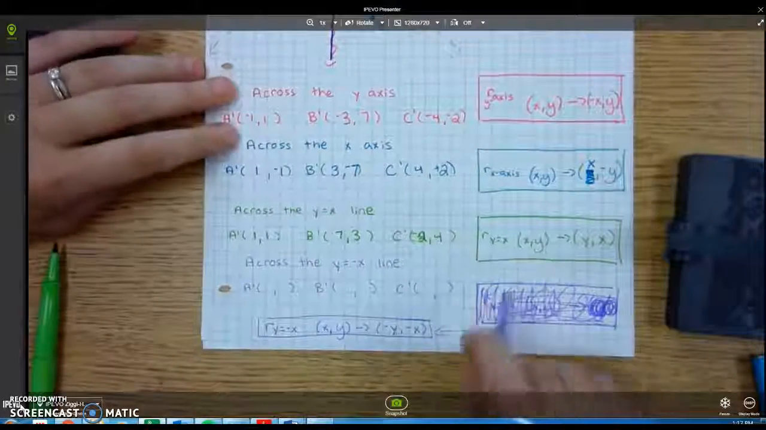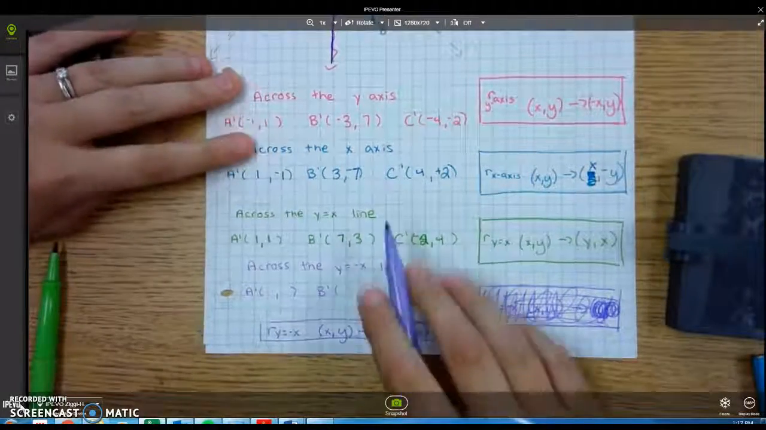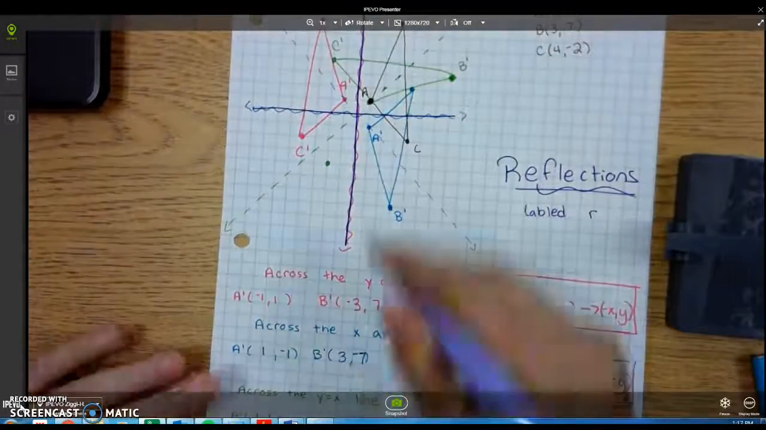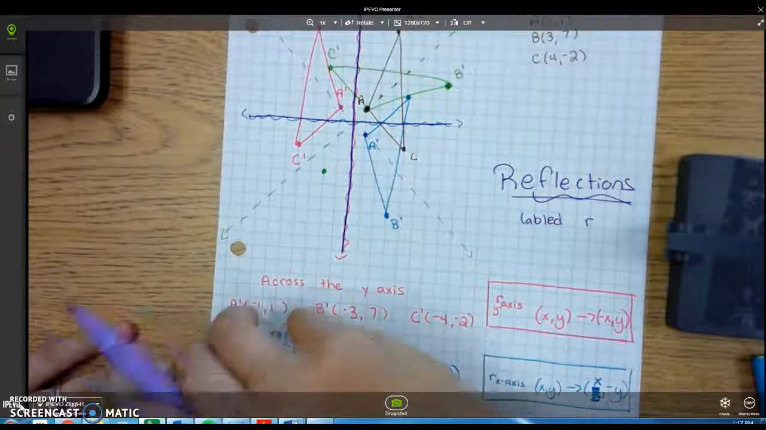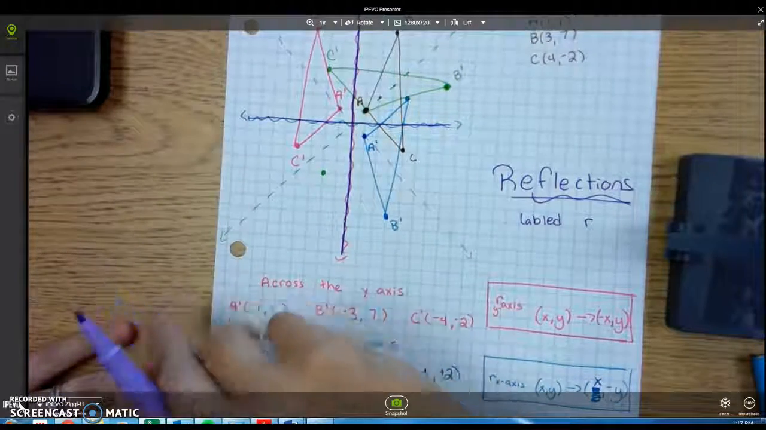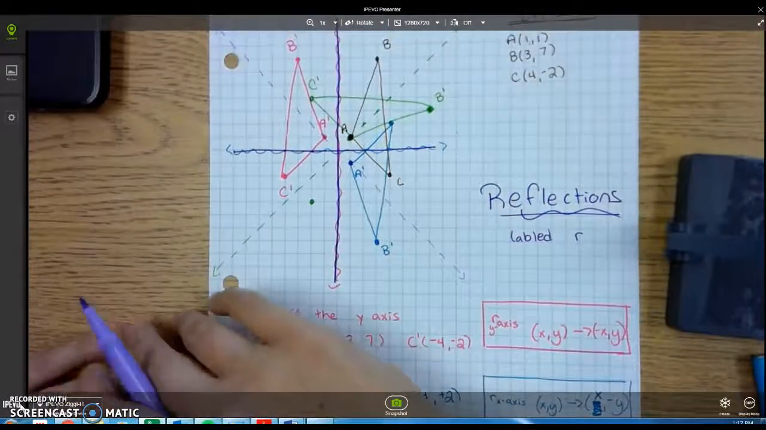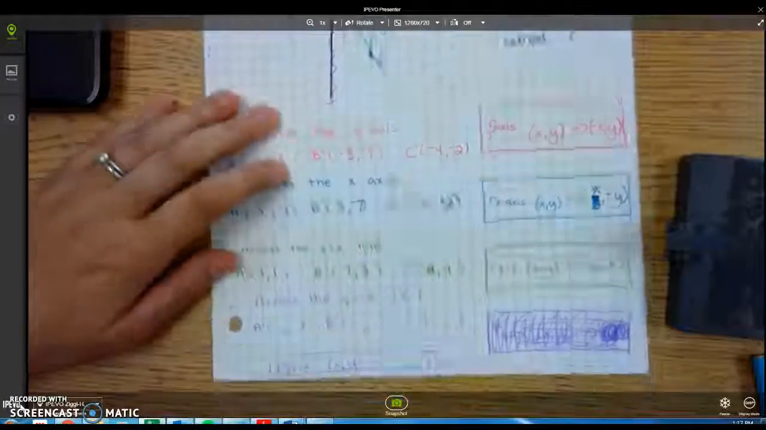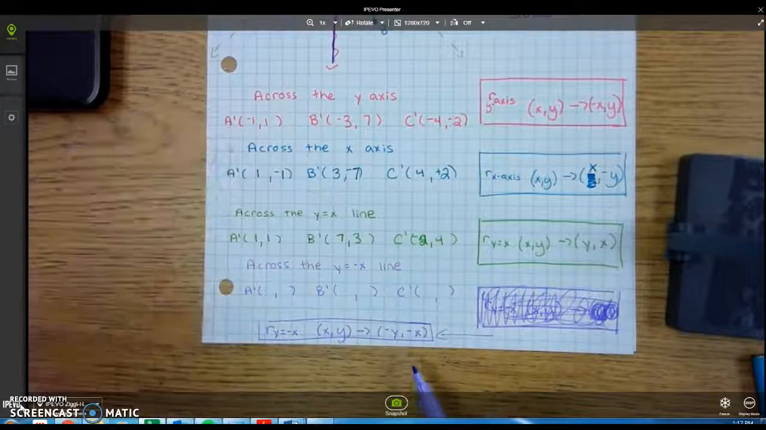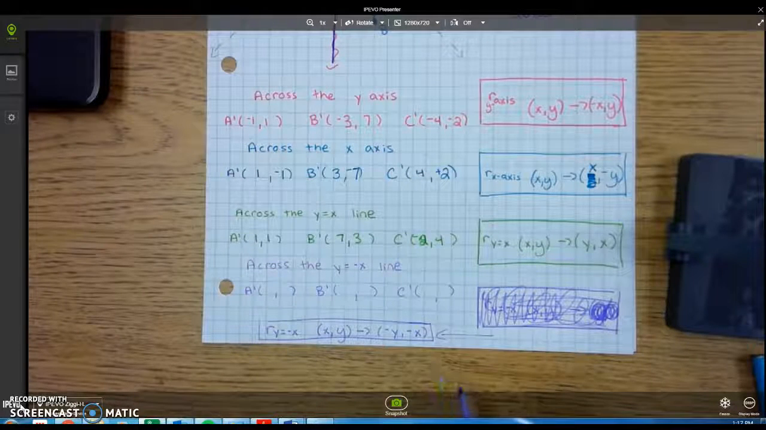Okay, we're going to do y is equal to negative x. I've got that line right here already drawn. This is where we've got 1, negative 1, or negative 2, 2. One of them is going to be negative, one of them is going to be positive, but they're going to be the same number. And our rule here is going to be flip them and negate them. So flip them like I did with this one, and then change the sign.